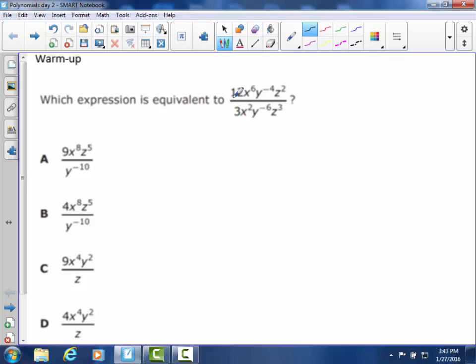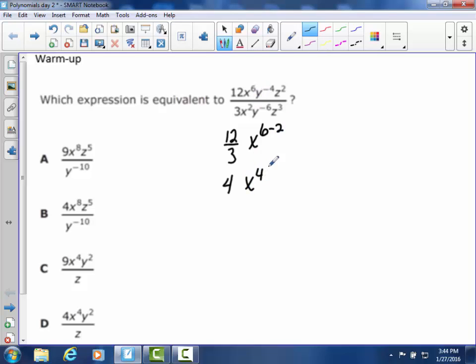Okay, so quick look, and I saw no parentheses, no zero exponents, no fractional exponents, so this is going to be pretty straightforward. 12 is going to be divided by 3. So 12 divided by 3 is simply 4. Okay. Then we have x to the 6th divided by x squared. Well, when we're dividing like bases, we subtract the exponents. So 6 take away 2 is 4.